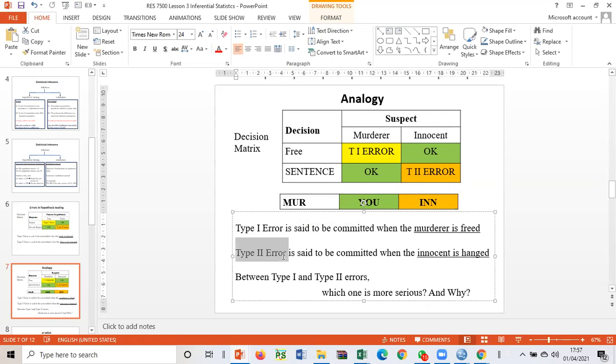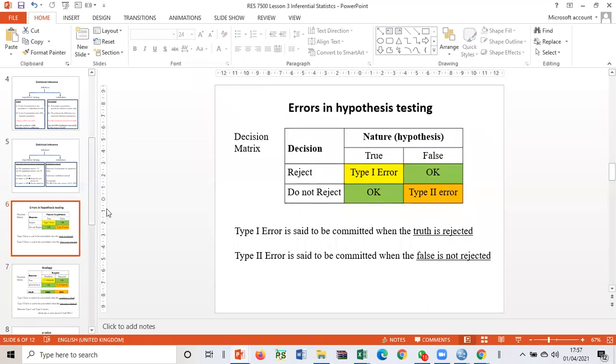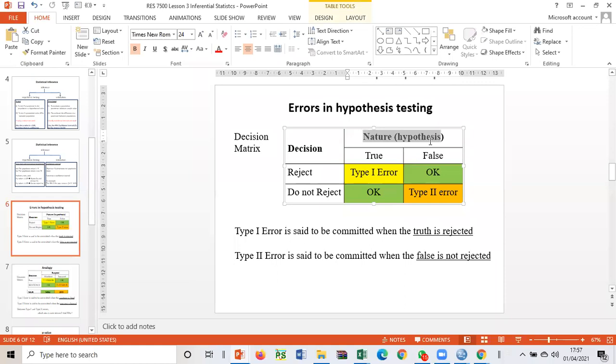So in statistics, whatever truth, whatever we're talking about in nature, can be true or can be false. But based on our data and our analysis, sometimes we tend to reject even the truth, and sometimes we are not able to reject what is false. So we are said to be committing the two types of error. So in statistics, with error, smaller is better.